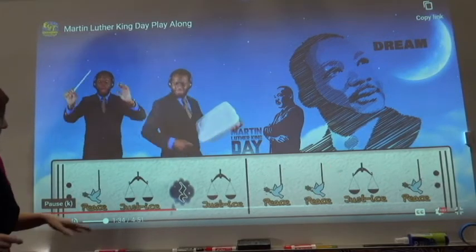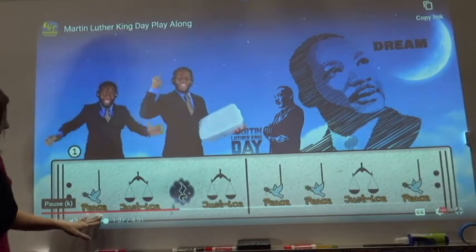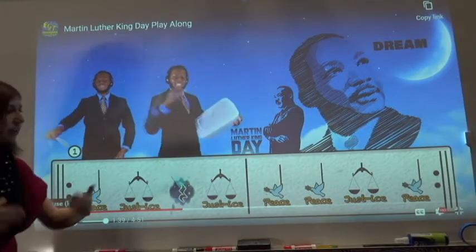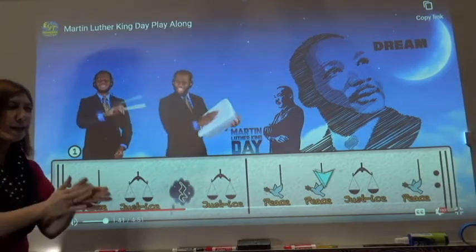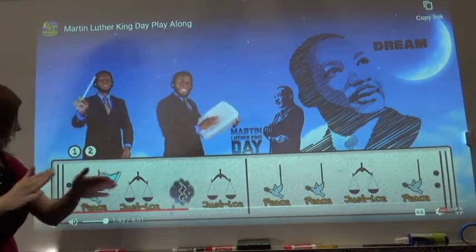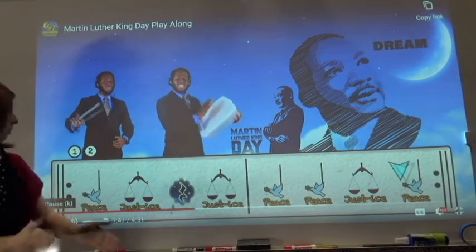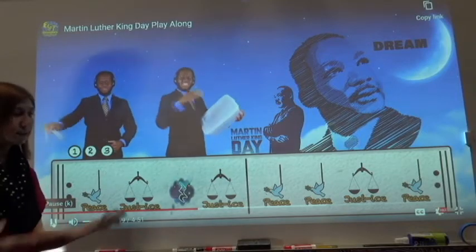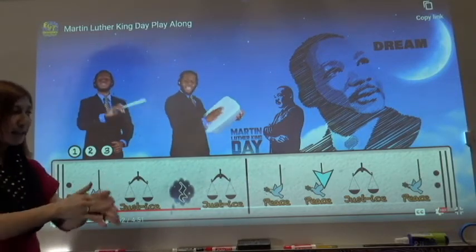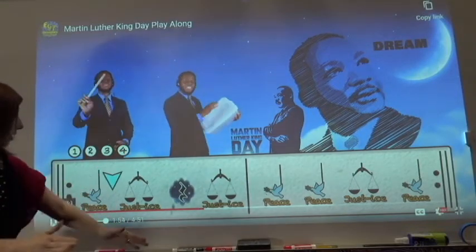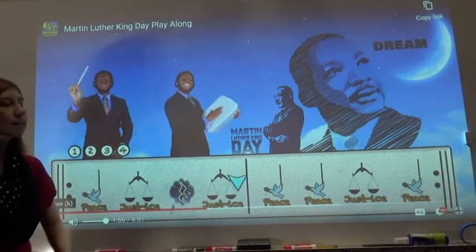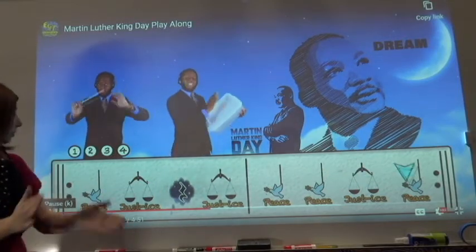New pattern. One, two, ready, and peace, justice, justice, peace, peace, justice, peace, peace, justice. Justice, peace, peace, justice, peace, peace, justice, justice, peace, peace, justice, peace.